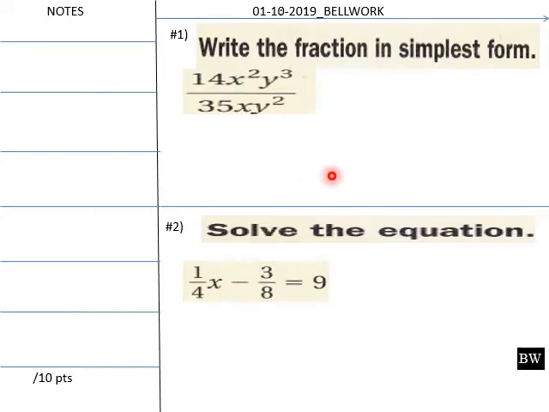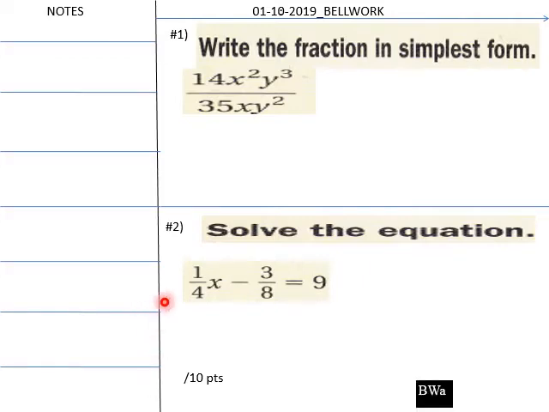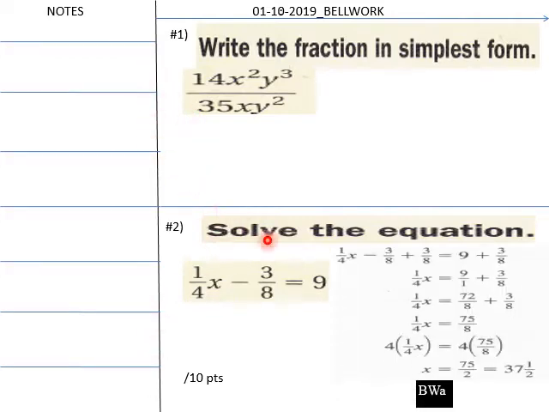Today's bell work, teachers, is to write the fraction in simplest form here, students, and then solve this equation. Give your students about 5 minutes here. Okay, welcome back for our solutions to today's bell work.